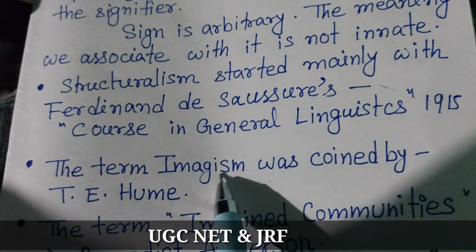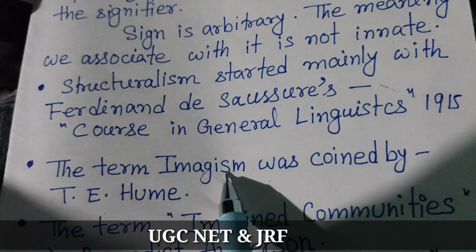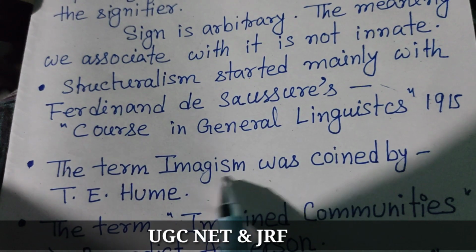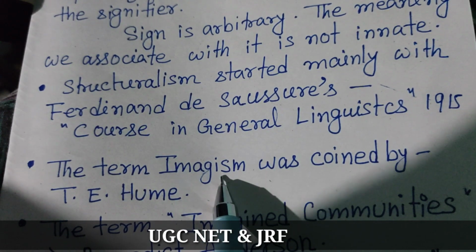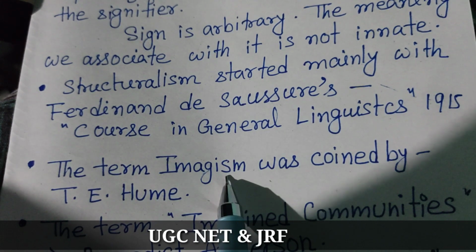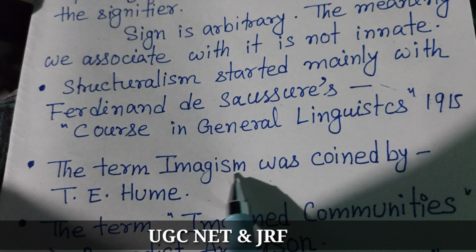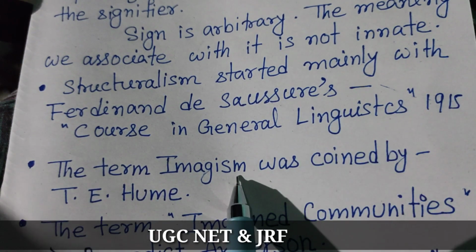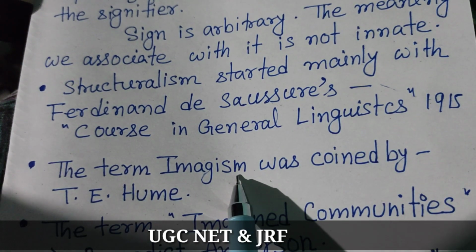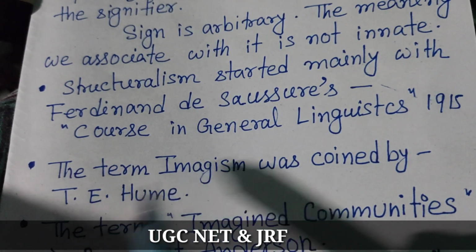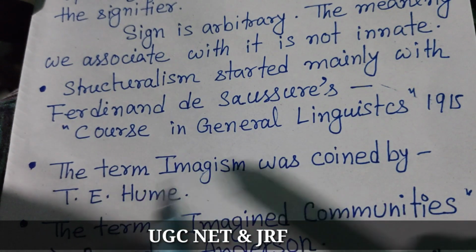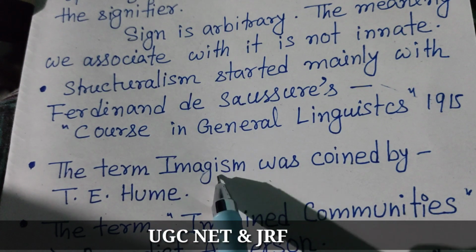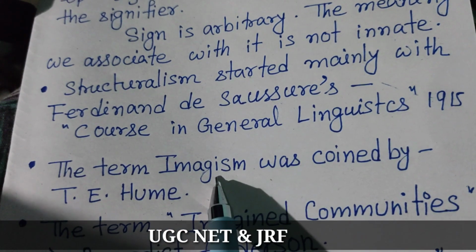So imagism is a kind of critical approach where an author describes the meaning through the images, and the reader will go through the images and will come across the meaning, and the language would be sharp and clear. So imagism was coined by T.E. Hume. This is the movement that started at the beginning of the 20th century.